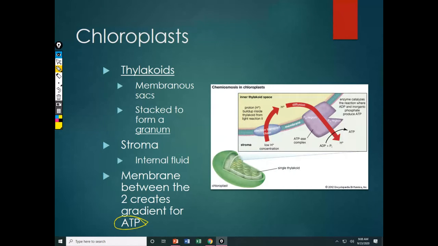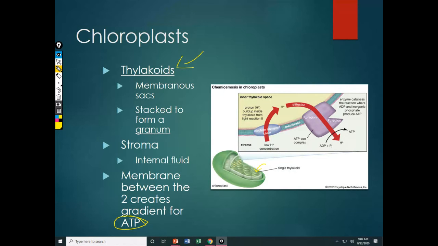Now, instead of having cristae, many, many folds, chloroplasts do it with what are called thylakoids. Thylakoids are these little guys here. They're still a series of membranes, but instead of being folds, they're little stacks. I always think they look like little stacks of Girl Scout cookies, in particular Thin Mint. I'm a Thin Mint girl myself.